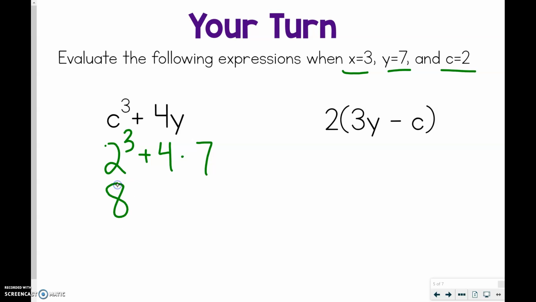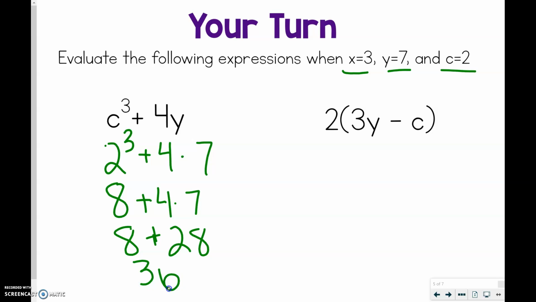So we end up with 8 plus 4 times 7. We're going to do that multiplication. So we get 8 plus 28. And we add it all together to get 36. Oops, sorry, my 6 is a little funny.